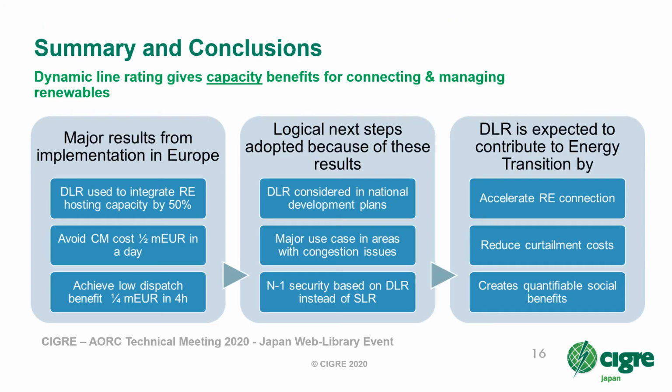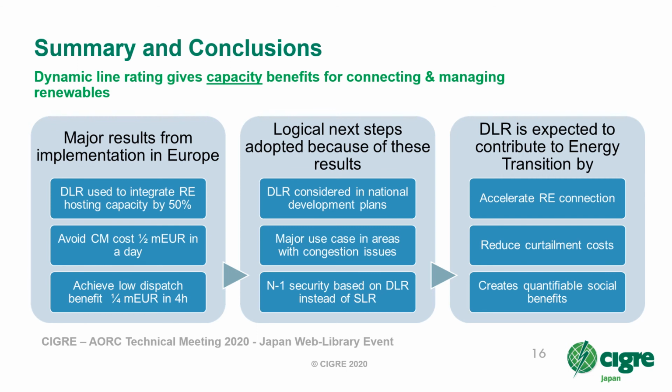We're coming towards the end of the presentation. I'll now summarize with some conclusions. Dynamic line rating gives capacity benefits. This was proven by applications in Europe. The most prominent of which is that it can increase hosting capacity by up to 50% if used in combination with curtailment, and that it's very effective in relieving congestions.